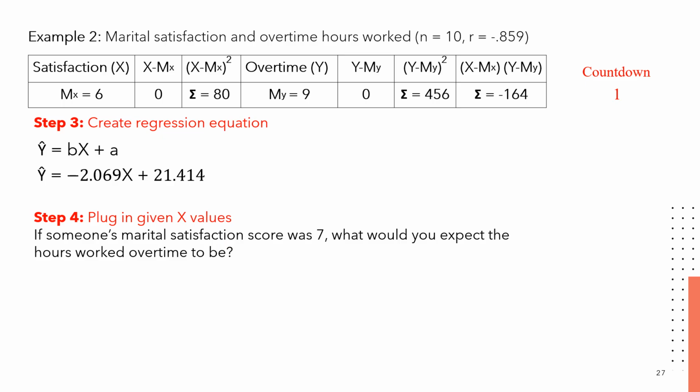Okay, so the equation here, we take the numbers from the last slide, and we have negative 2.069x plus 21.414. And then we just plug 7 into the equation, which gives us 6.931 hours worked overtime.